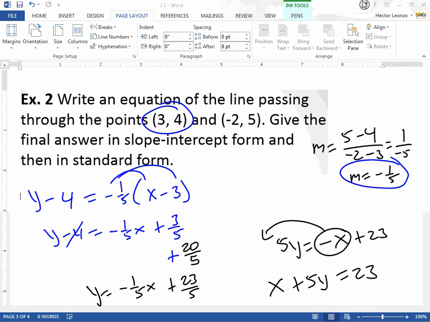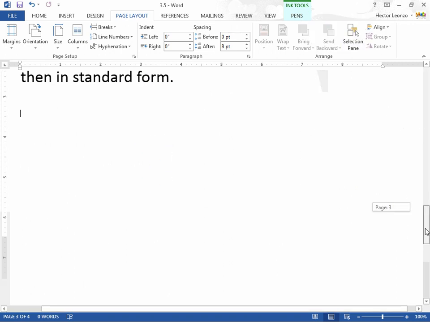Remember, standard form, you should have no fractions, which we see none. X and y should be on the left side of the equal sign. The one term that has no letters, in this case a 23, on the right side. And my x should be a positive value, which in this case it is.